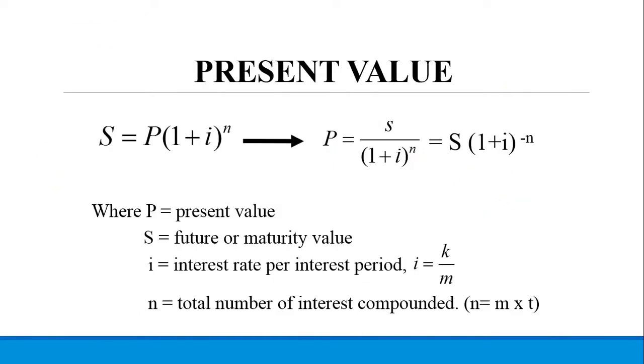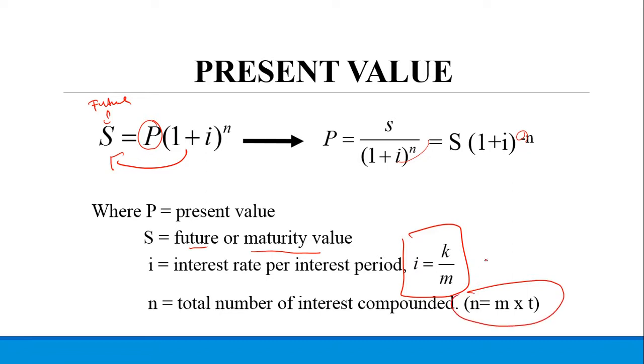Okay, what is the present value? Before this, it's the future value. Future value or maturity value, similar, but the present is the P, so you just move this one to the left side. It becomes P equal to S divided by 1 plus I power of N. If you want to move this one upstairs, it becomes negative N. Similarly, I equal to R divided by M, and N is equal to M times T. You can choose K or R actually.